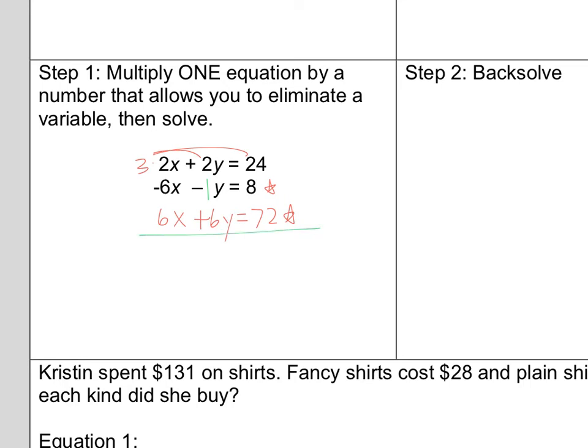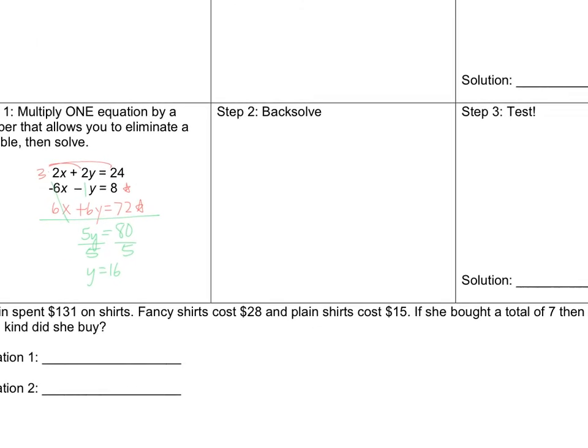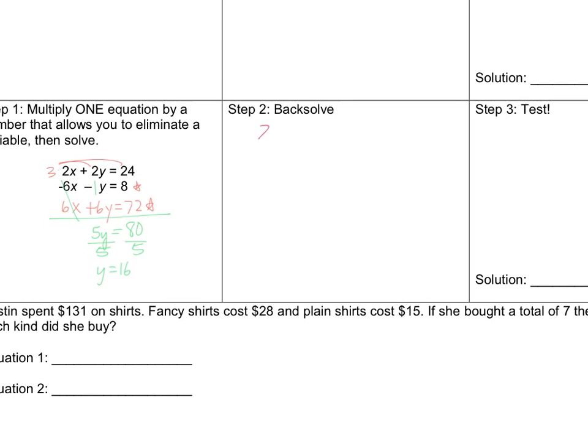If I add vertically, I get that the negative 6x and 6x cancel. 6y and negative 1y is 5y equals 72 plus 8 is 80. Divide both sides by 5, and I get that y equals 16. From here, I'm going to go ahead and do the same as with the last example and write one equation for the back solve and one for the test to make sure that I'm guaranteeing whatever I get for my solution is a solution to both the first equation and the second equation, which then comprises the system.